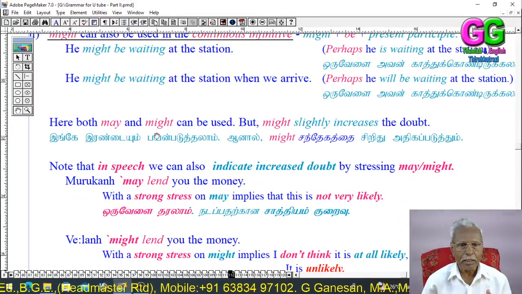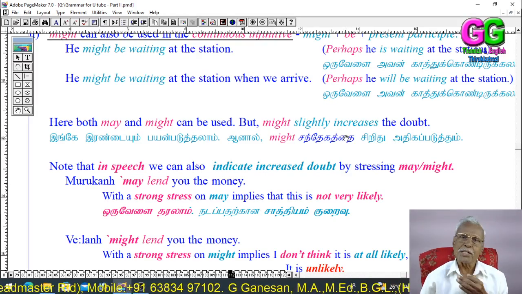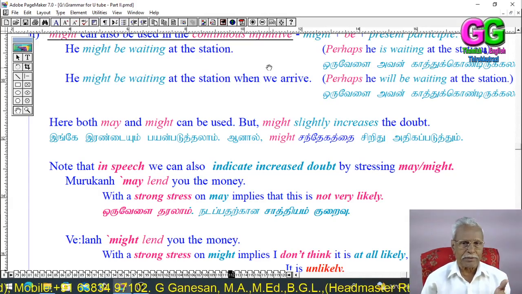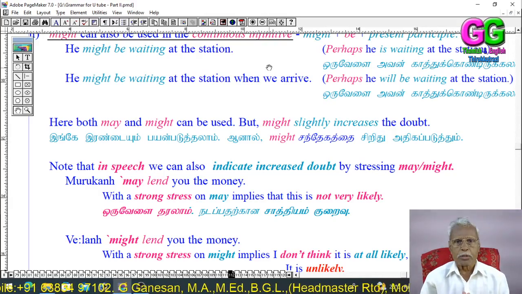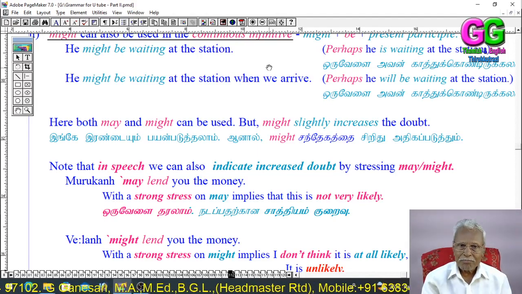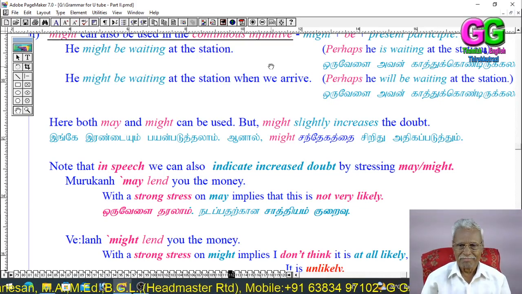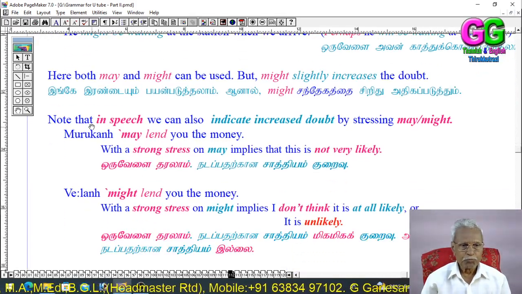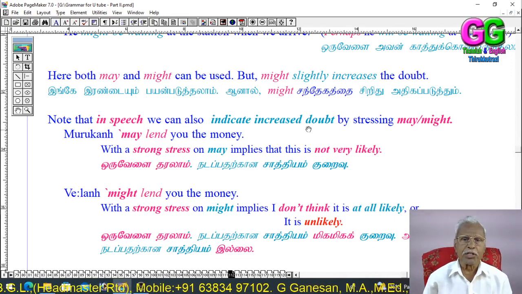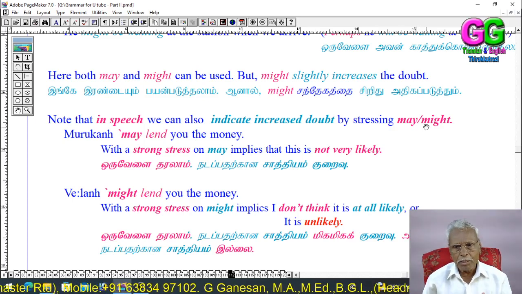Here both may and might can be used, but might slightly increases the doubt. That is, in a context like this, you can use both may and might, but might slightly increases the doubt. Note that in speech we can also indicate increased doubt by stressing may, might.